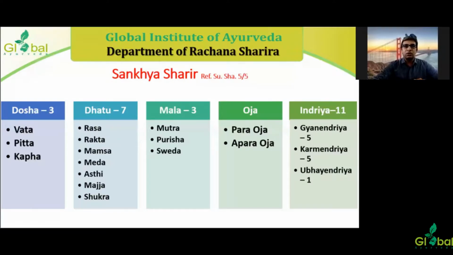There is one Oja which is of two types, that is Par Oja, which is situated in the heart in a very purified form and very small quantity of 8 bindu, 8 drops. The second is Apar Oja, which is distributed in the whole body, and the quantity of Apar Oja is approximately 1/2 anjali. 11 Indriyas include the 5 Gyanendriya, 5 Karmendriya and 1 Ubhayendriya, Man.